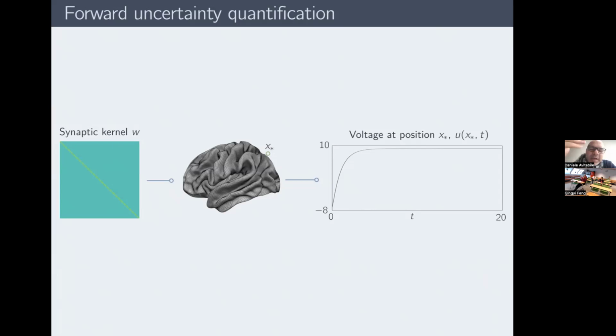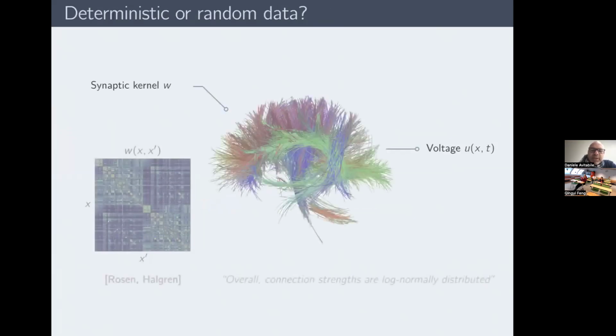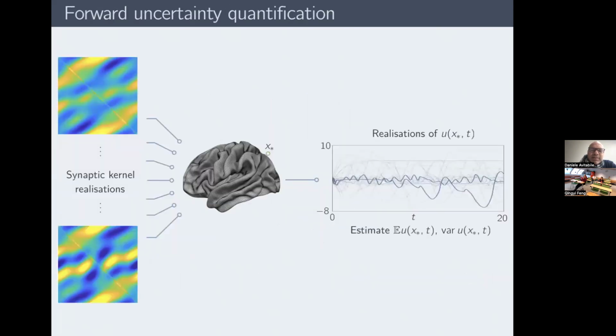So I go back to a kernel that is a function kernel, not a red kernel. And instead of showing you the activity or the voltage everywhere, I'm showing you the voltage at a particular position x star in the cortex as time progresses. How can I envisage having a random kernel? Well, the way I can picture a random kernel is that I don't have one kernel, I have a set of realizations from this kernel. And these realizations are real. So what you're seeing on the left is really the outcome of simulations in which the kernel has been perturbed.